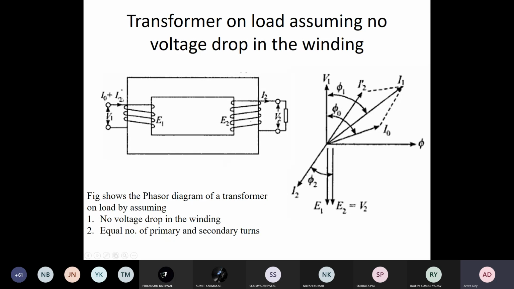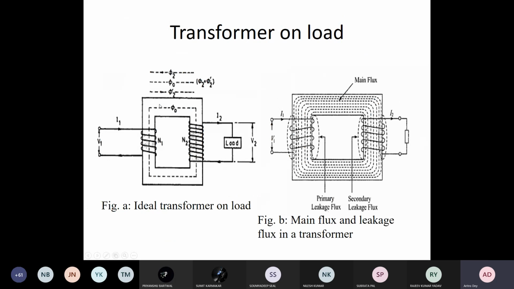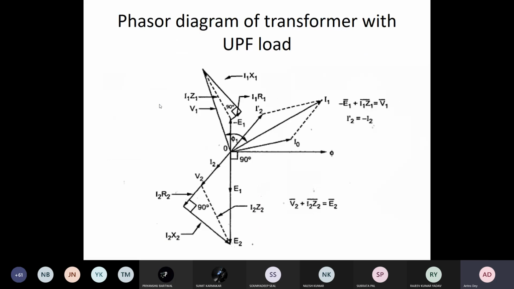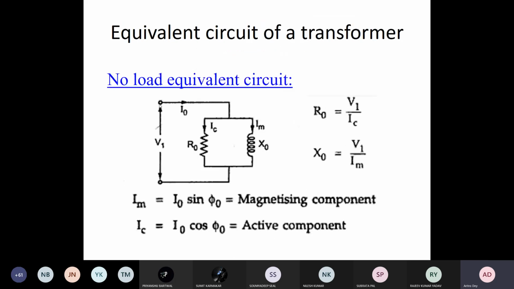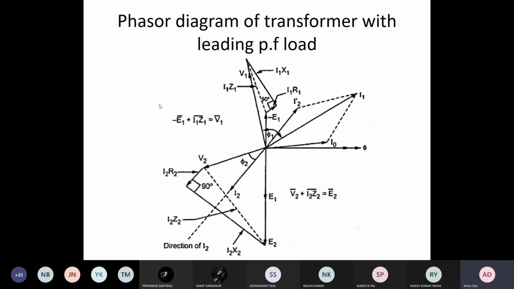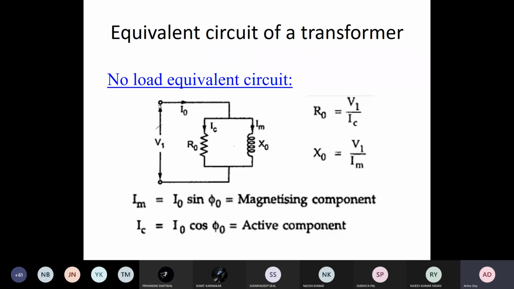And then depending on the nature of the load, if it is a unity power factor load, how does it look, if it is a lagging PF or leading PF. Based on that, your phasor diagram will change, and then only we can move forward to the equivalent circuit.